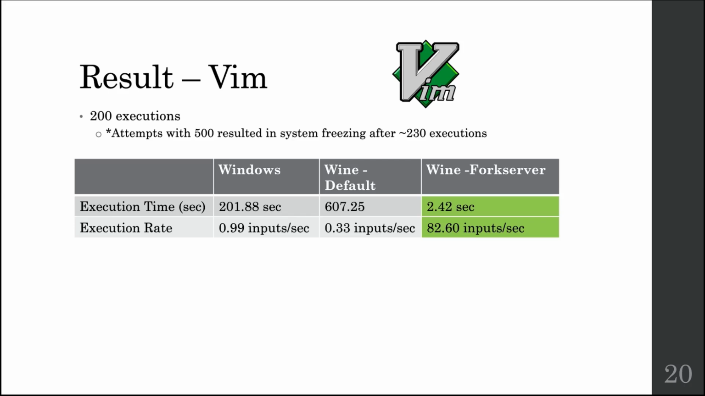On Linux using Wine, it followed the trend of being much slower this way, completing the 200 iterations in 607.25 seconds, giving us an input rate of 0.33 inputs per second. Rounding out the Forkserver tests, this was another huge improvement, completing 200 iterations in 2.42 seconds, giving us a final input rate of 82.6 inputs per second.